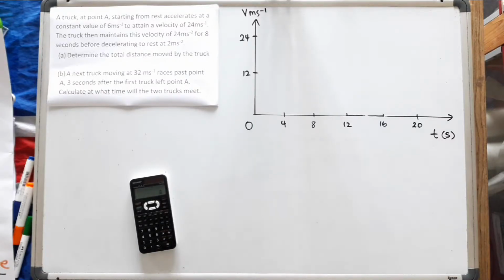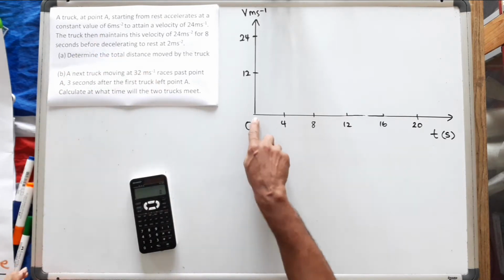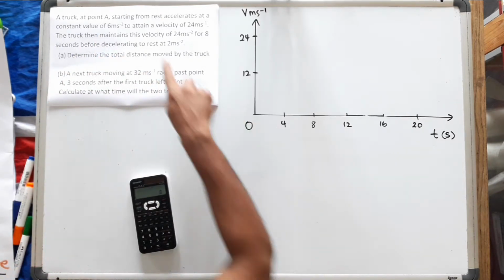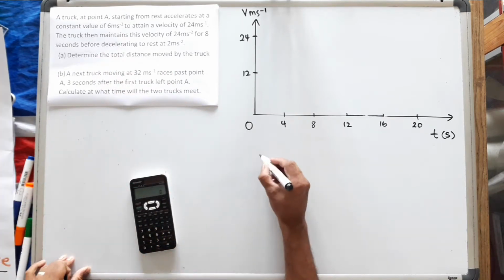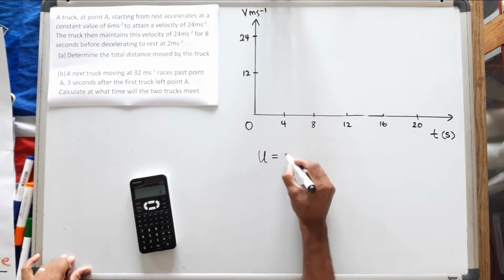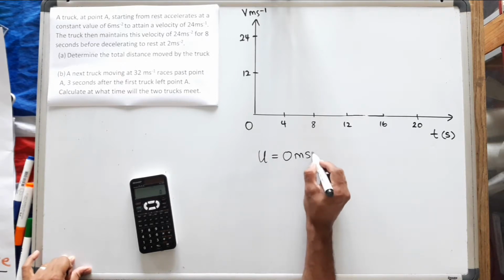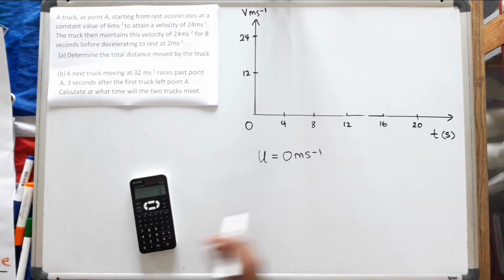All right. Welcome to my second past paper type question on kinematics. So give the question a read. I already drew up an X and a Y axis for the question. What it says here is there's a truck at a point A. I'm going to call point A the beginning of the graph, starting from rest. If it's starting from rest, that means its initial velocity would be 0 meters per second. That's a dead giveaway there.